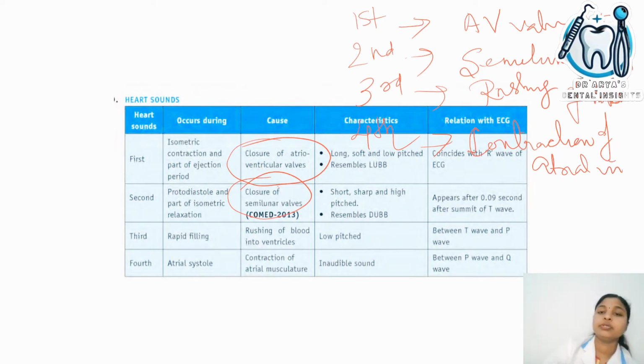Okay, so the first one is the AV valve closed. The second one is semilunar valve. The third one is rushing of blood into the ventricles, and the fourth one is contraction of atrial musculature.